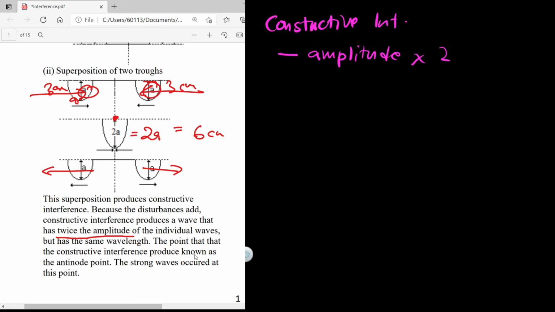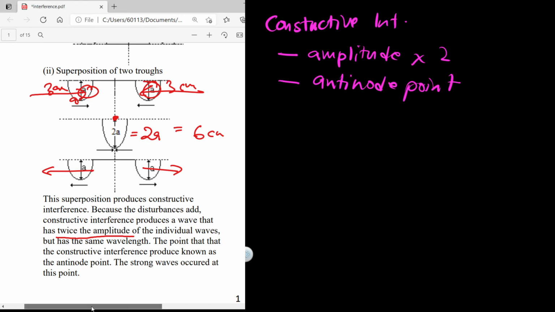The point where this constructive interference occurs has its own name, which we call the antinode. So what is the antinode point? The antinode point is where constructive interference happens, and it always produces two times their initial amplitude. So this is the first case.